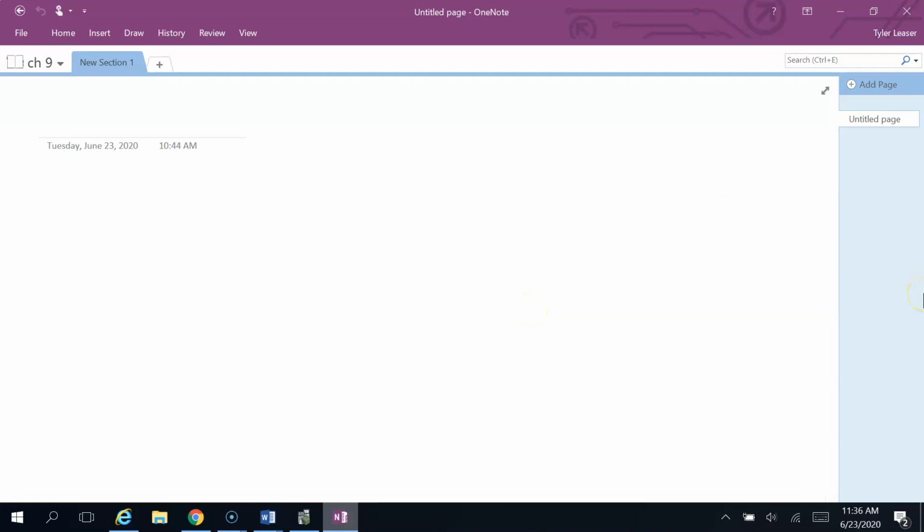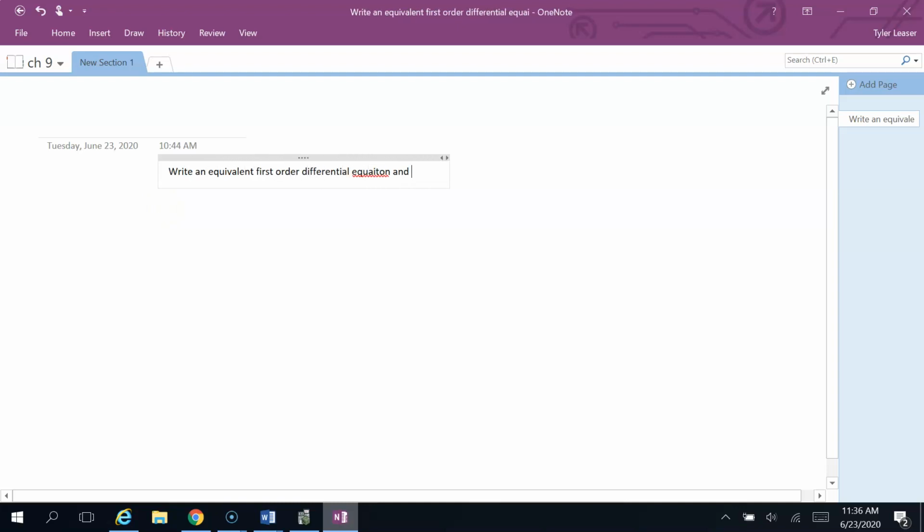I thought this homework question was very interesting, but it is hard if you've never seen anything like it before. So let's do it together. Here's the wording to the question: write an equivalent first order differential equation and initial condition for the following. And then what they give you is this.